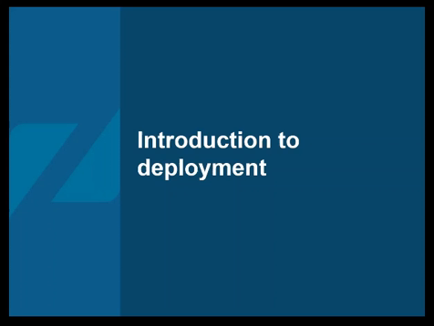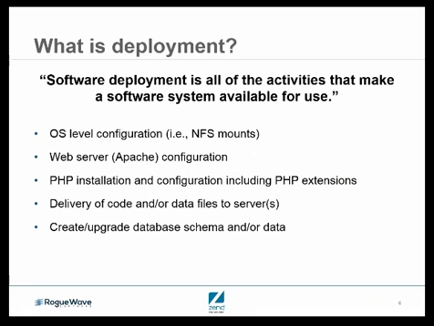So before we dive into specific examples, let's try to define what is deployment and what is a deployment process. The basic definition: software deployment is all the activities that make a software system available for use. It includes different steps and systems, and usually, but not limited to, operating system level configuration, like setting up your NFS mounts, installing and patching software and other operating system level operations, setting and defining your web server. It can be Apache or Nginx or anything else, and dealing with its configuration.